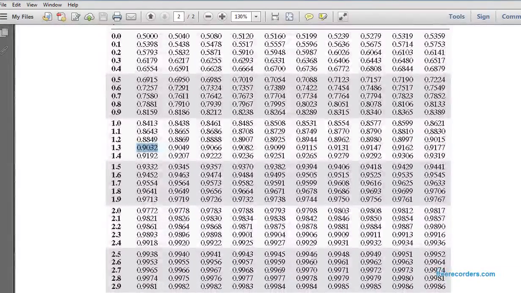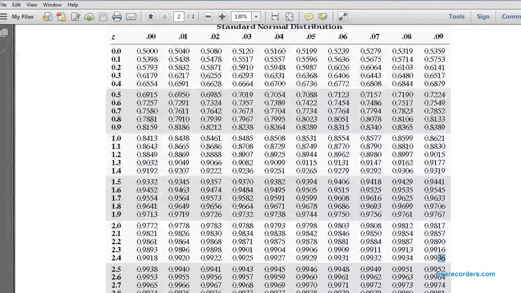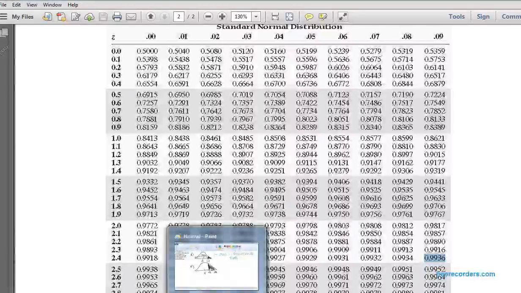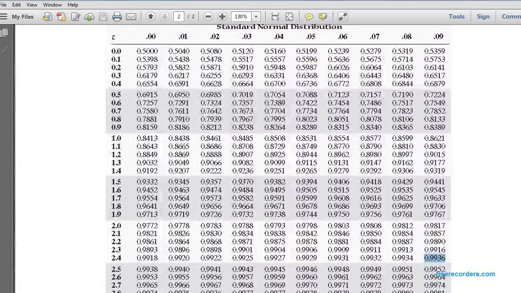Now, let's look up 2.49 in our table. So you go to the 2.4 row until you're under the 0.9 column, and you get 0.9936. That is the area from 2.49 all the way to the left. Now let's look up, actually, 1.11. So we go to the 1.1 row until we're under the 0.01 column, and we get 0.8665.